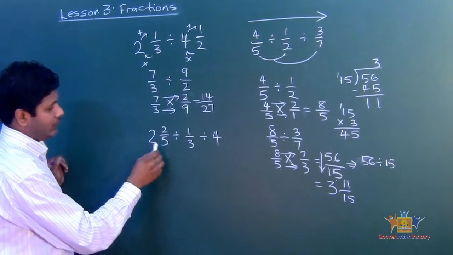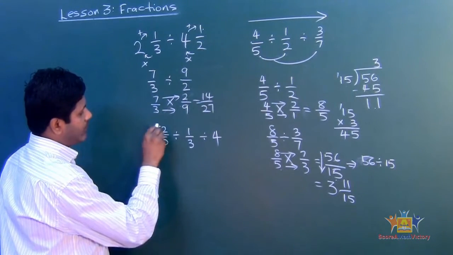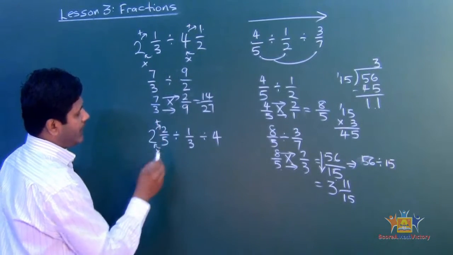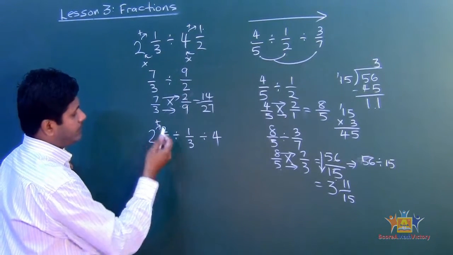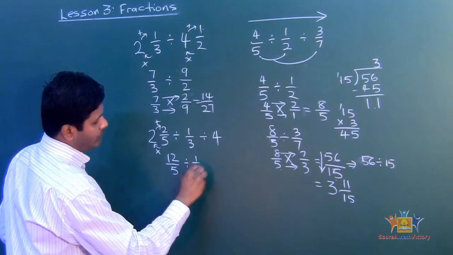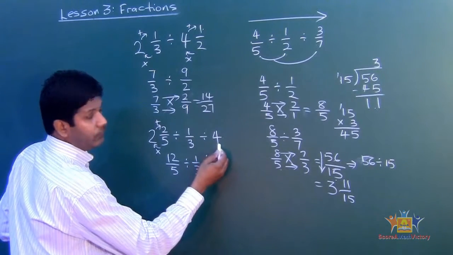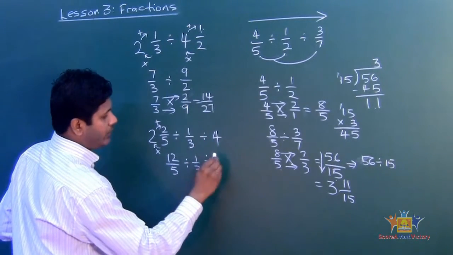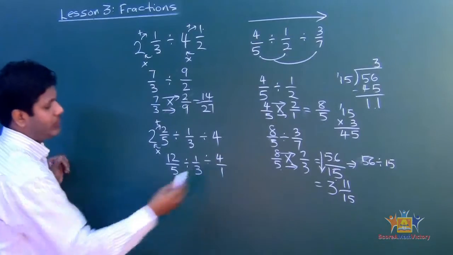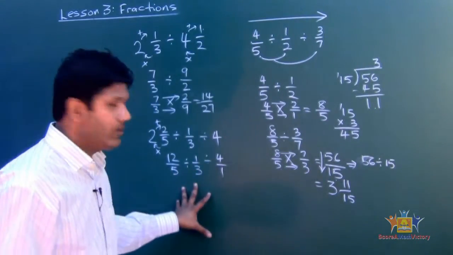Okay, so the first one we're going to make into an improper fraction. We're going to use the semi-rotation method. We're going to multiply and then add. 5 times 2 is 10, plus 2 is 12. 12 over 5 divided by 1 over 3, because this is already in the form of a fraction. Divide this by 4 over 1. Very good. Now all 3 of them are in the form of a fraction. Very important.